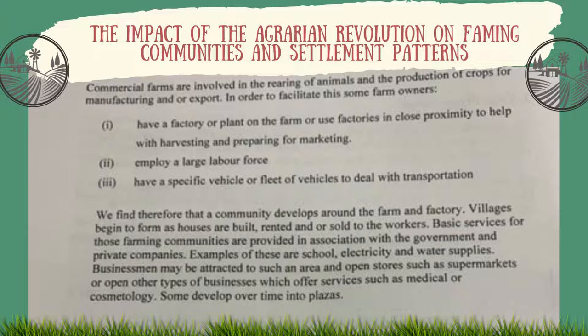We find, therefore, that a community develops around the farm and factory. Villages begin to form as houses are built, rented, or sold to the workers. Basic services for those farming communities are provided in association with the government and private companies. Examples of these are schools, electricity and water supply. Businessmen may be attracted to such areas and open stores such as markets, supermarkets, or open other types of business which offer services such as medical or cosmetology. Some developed over time into plazas.